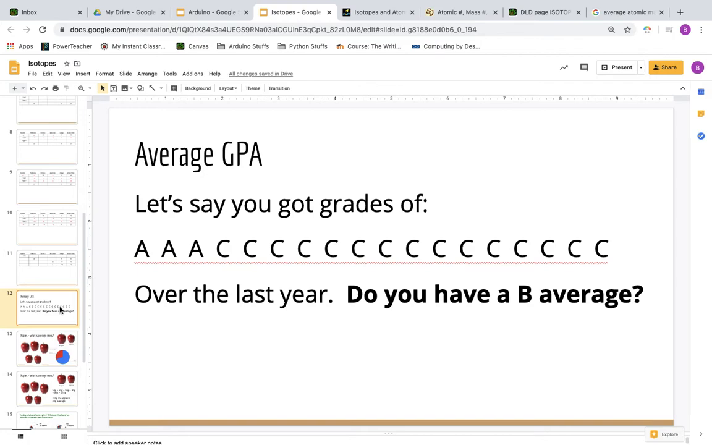You say, you have so many more C's than you have A's. It feels like you might have a B minus average or a C plus average. I don't think you have a B average. And that's the thing we have to do today. We've got to work a little bit on averages.